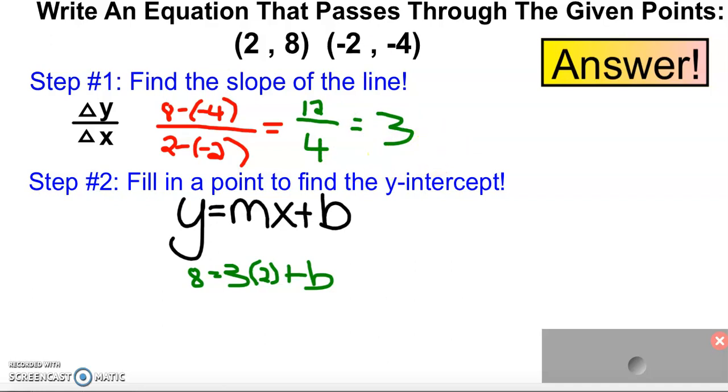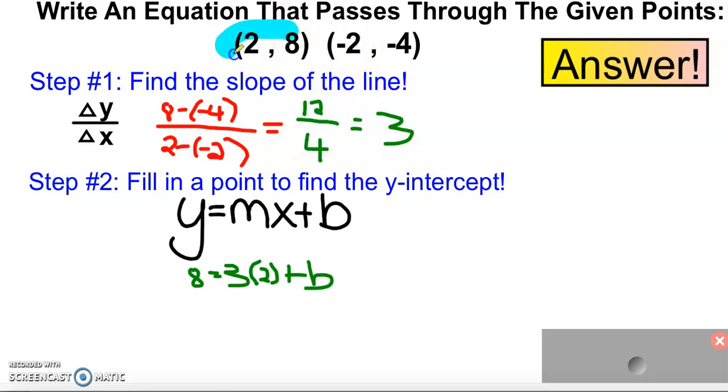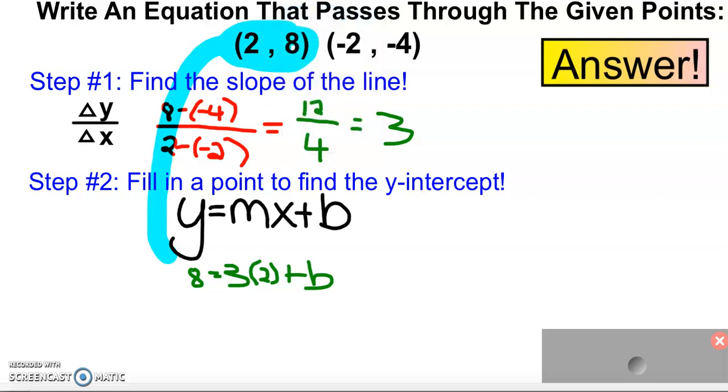And now I need to pick a point to go through and figure out what my b is. And the point that I think here is easiest is 2, 8. So I'm going to just fill that in here. My y is 8. My slope of 3 is m. And my x is 2. So I get 8 equals 3 times 2 plus b. And 8 is just 8. 3 times 2 is 6. And b is just b.